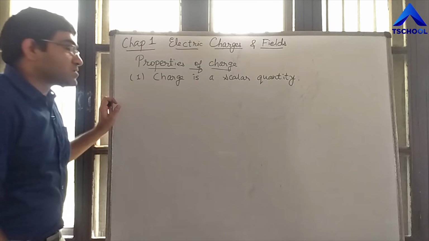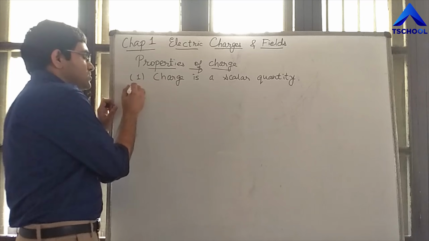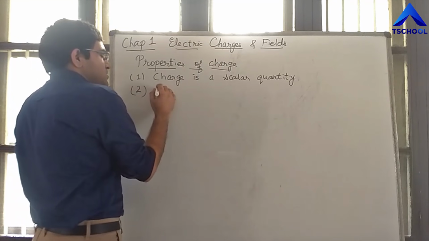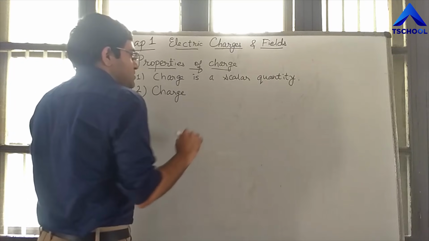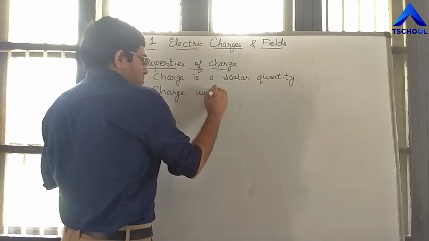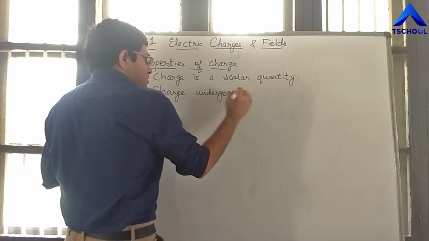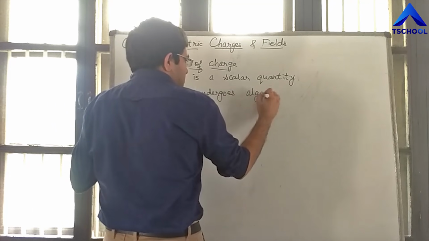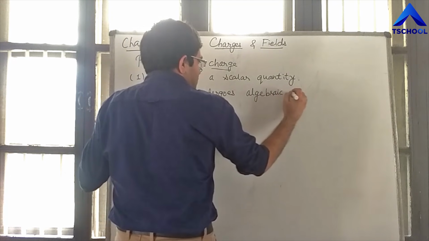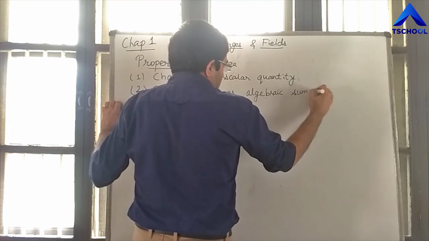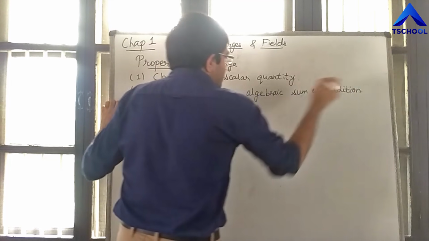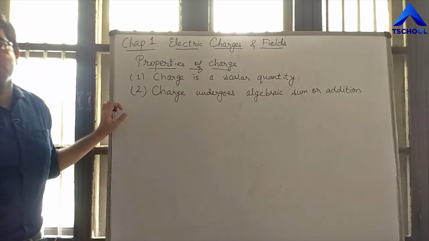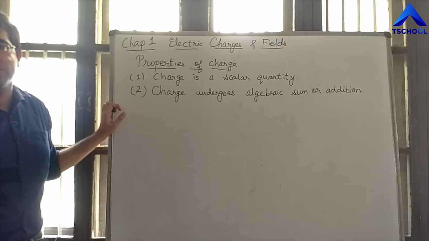I'm sure you remember what scalars are, having no direction. Okay, so charge is a scalar quantity. All right, second is charge undergoes algebraic sum or addition, right? So what does that mean?